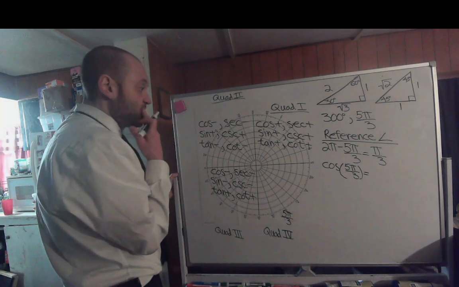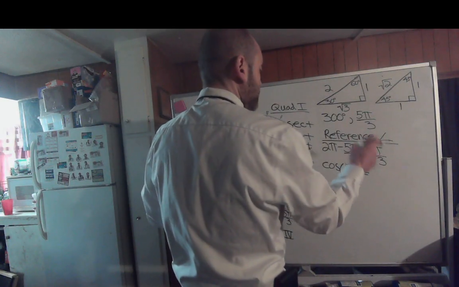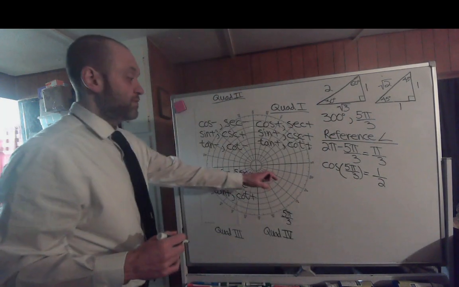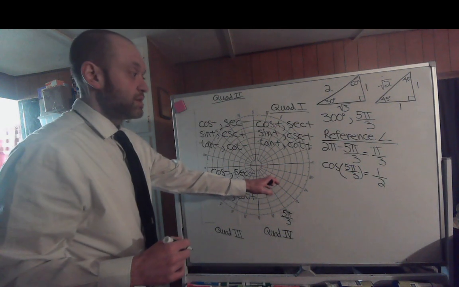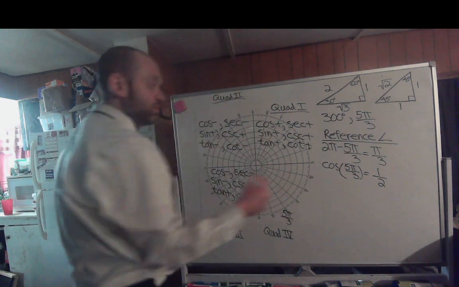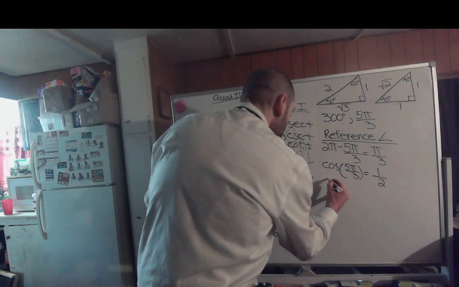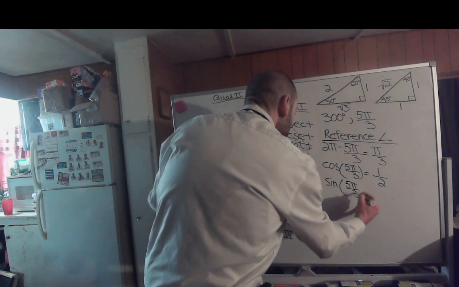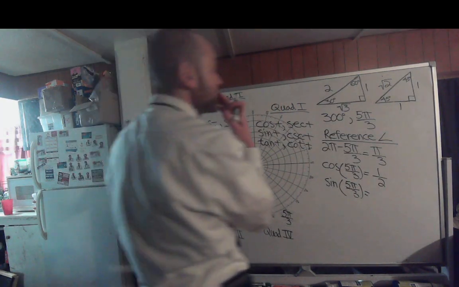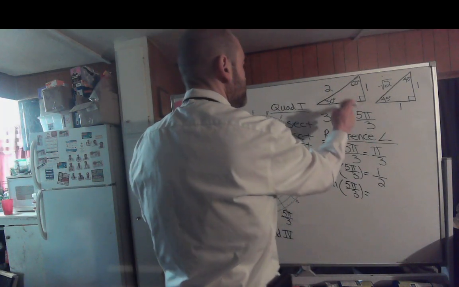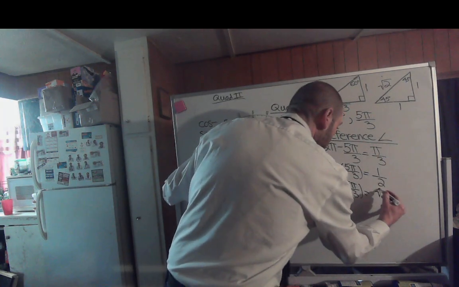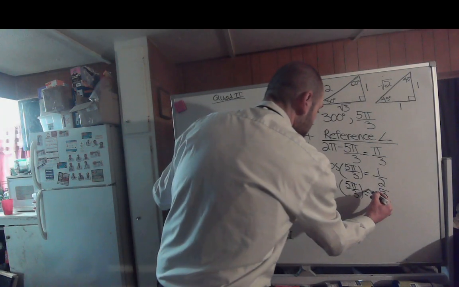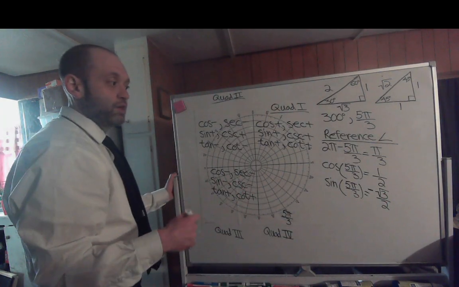So the cosine of pi over 3, which is 60, that'd be 1/2. And your x-coordinate in the fourth quadrant is actually positive, right? So you have a positive 1/2 for the cosine of 5 pi over 3. Now let's find the sine of 5 pi over 3, which is the same as 60. So the sine, that'd be square root of 3 over 2. However, your y-coordinate in the fourth quadrant is still negative, so your sine of 5 pi over 3 would be negative square root of 3 over 2.